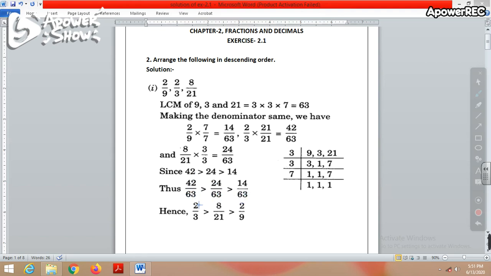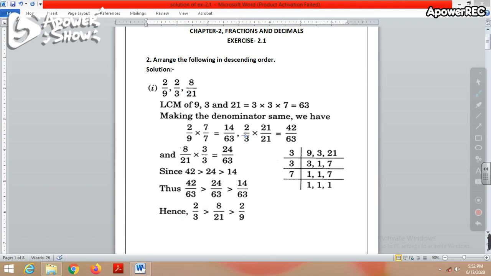And 42 by 63 is the equivalent fraction of 2 by 3. So 2 by 3 is the greatest one. Then 24 by 63 is the equivalent fraction of 8 by 21. So 8 by 21 here, and the smallest one is 14 by 63, which is the equivalent fraction of 2 by 9. So 2 by 3 is the largest out of these three fractions, and 2 by 9 is the smallest one.